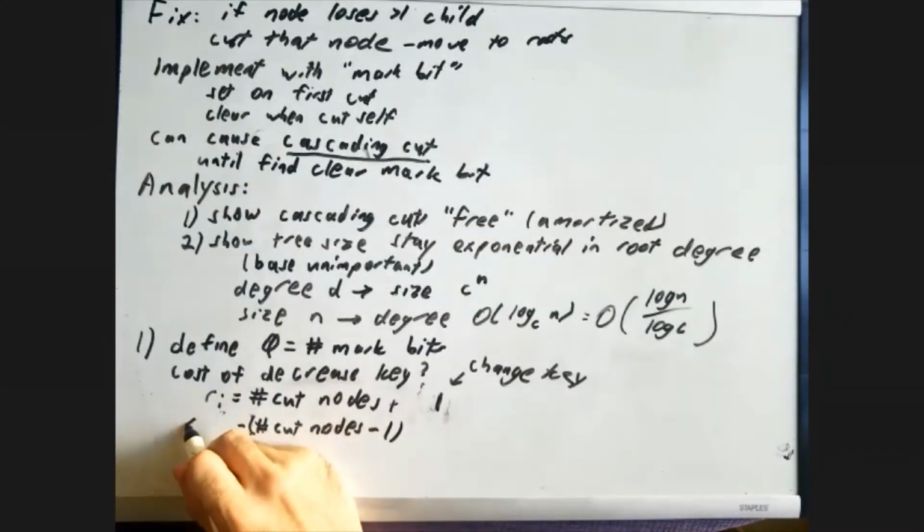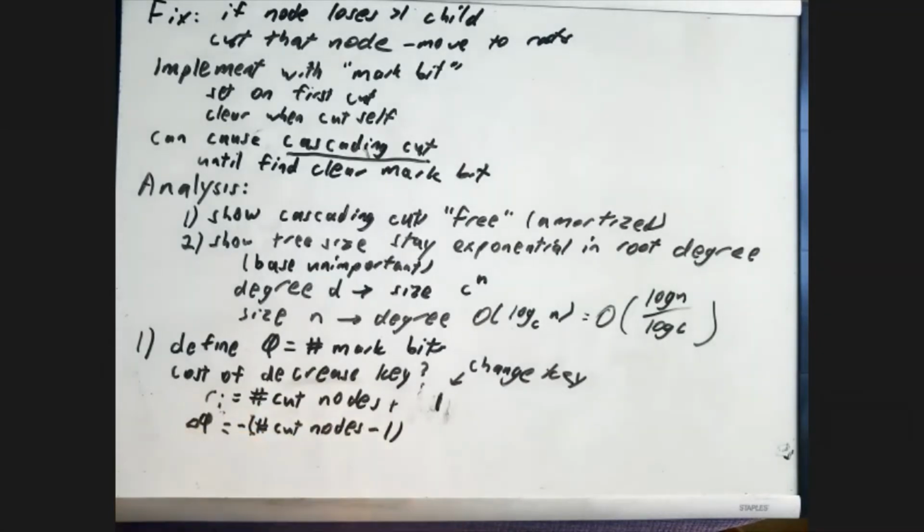I get a decrease in phi of minus the number of cut nodes minus 1, because I clear all of those mark bits. But that's not the only change in phi. What else changes the potential?